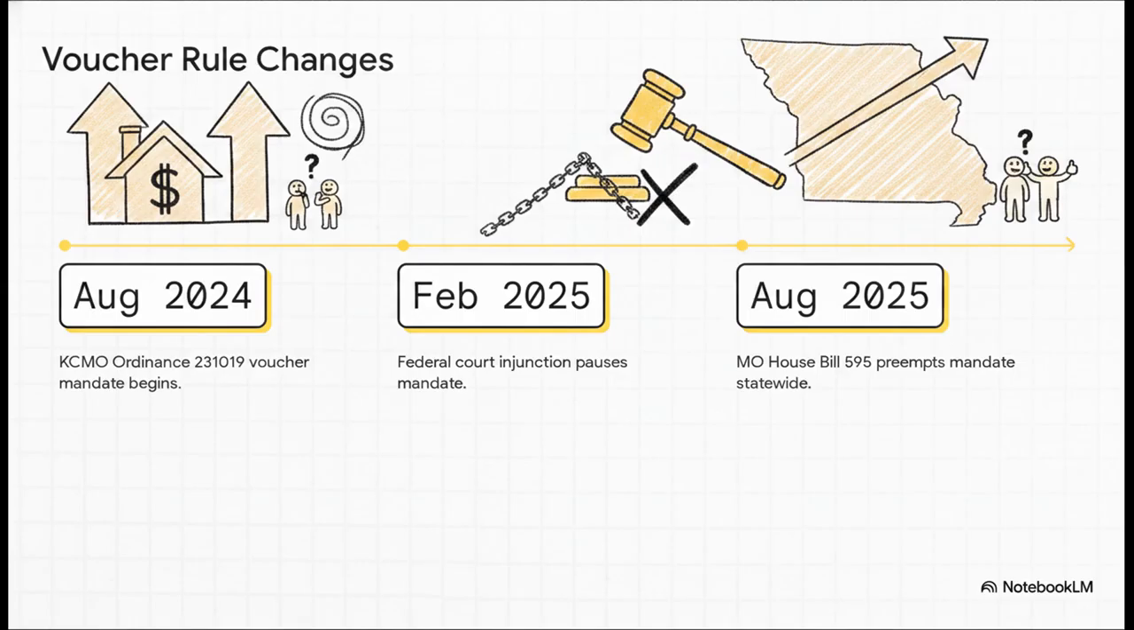Just look at the confusing timeline of Kansas City Ordinance 23109. The rules regarding housing vouchers actually changed 3 times in just 18 months. In August 2024, a voucher mandate began inside the city limits. Then in February 2025, a federal court injunction paused that mandate. Finally, in August 2025, Missouri House Bill 595 preempted the local mandate statewide. So while landlords can now lawfully decline Section 8 vouchers statewide in Missouri, you can clearly see why relying on old advice or outdated headlines is incredibly dangerous.